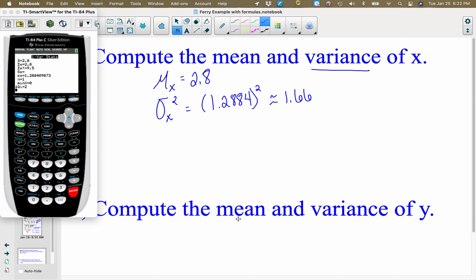So then you can do the same thing. You can pause the video and do the same thing for the mean and the variance of y, which would be the buses.